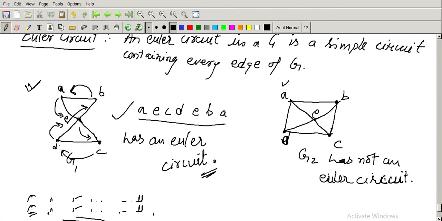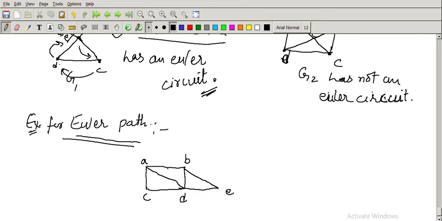So is that possible? In that example we are covering all the edges. Let's find if we can find a path. Start from A, A to C to D, then B. Can we go right? We can go right. A, C, then D, then E. So we have covered this edge and this edge.